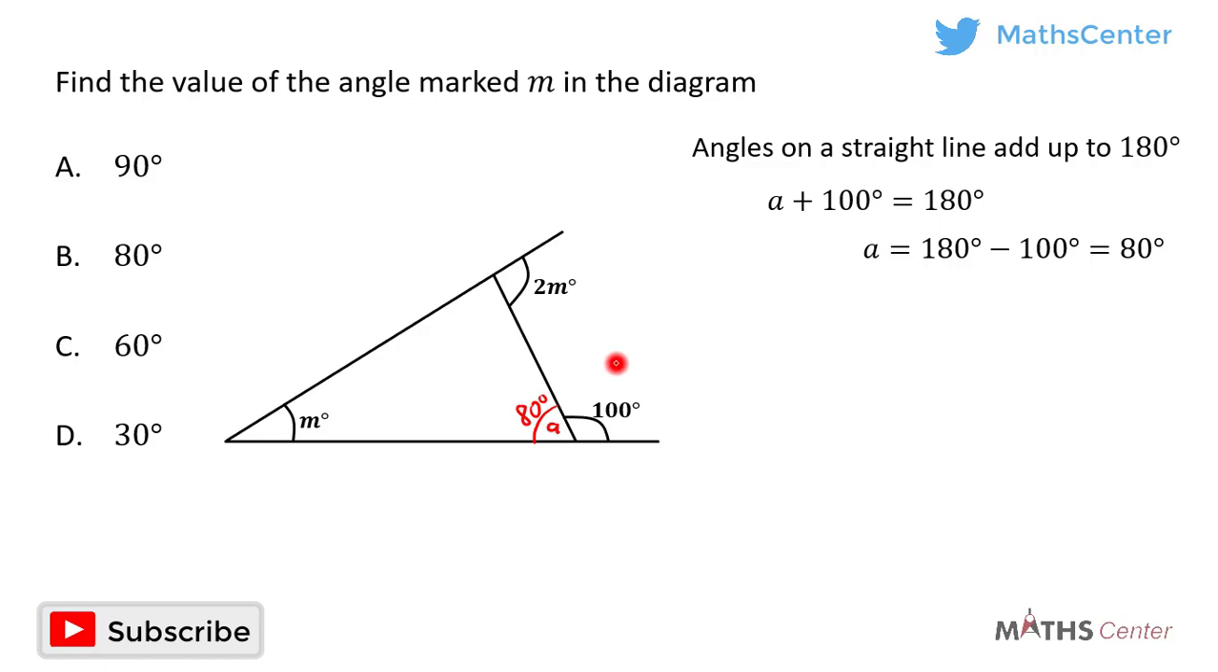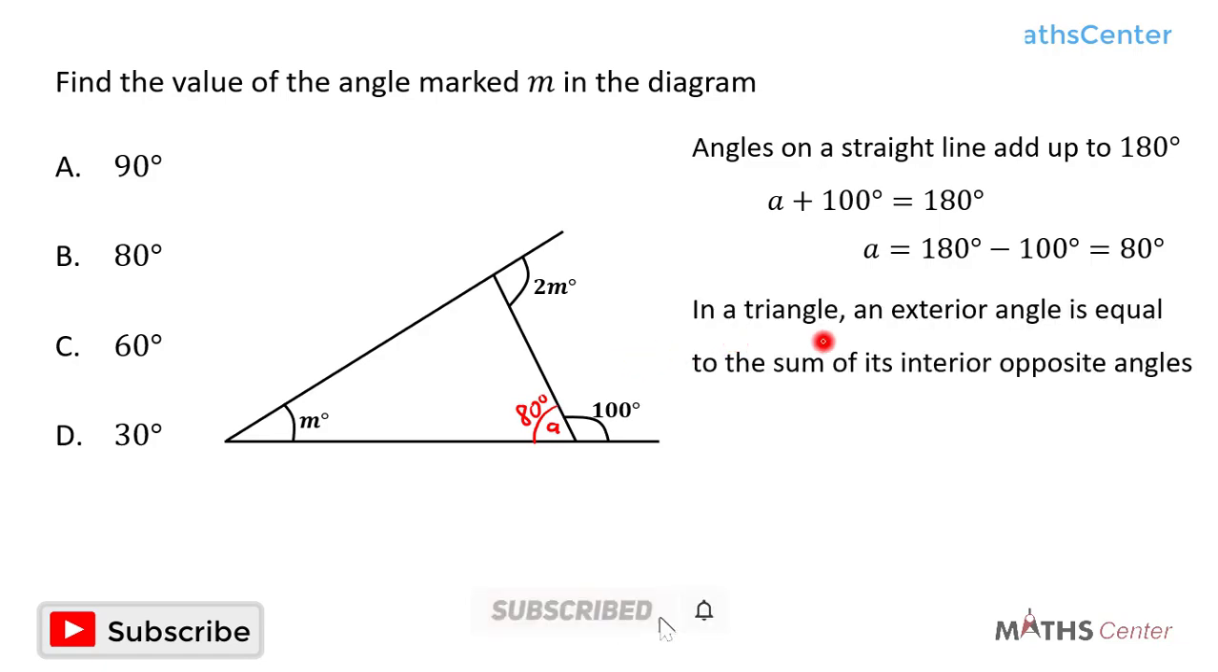One property of a triangle is that in a triangle, an exterior angle is equal to the sum of its interior opposite angles. In the triangle we have here, 2M is an exterior angle. Its interior opposite angles are M and A.